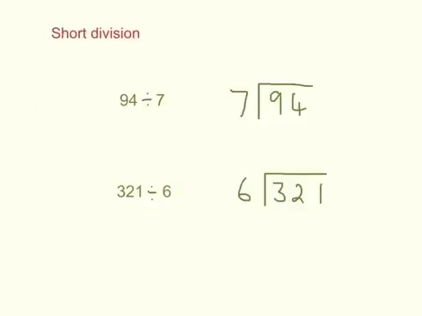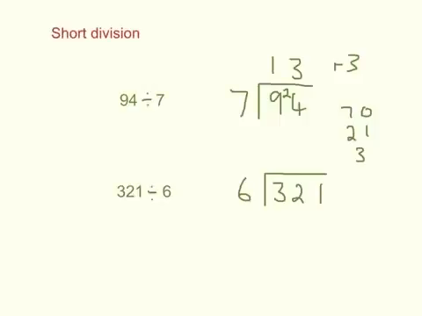So the procedure for short division looks a little bit like this. How many 7's in 9? There's 1, remainder 2. How many 7's in 24? There are 3, remainder 3. What we want the children to understand though is they're actually partitioning the 94 and splitting it into 70, 21 and 3. The first two numbers, of course, multiples of 7, and the final one, the remainder.